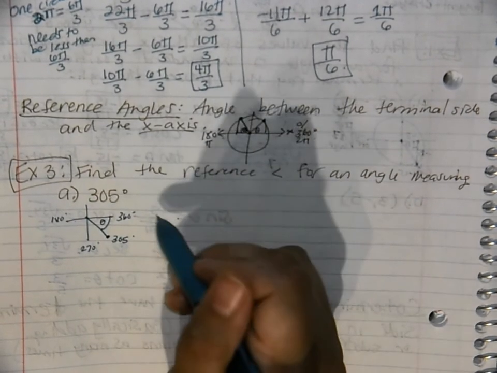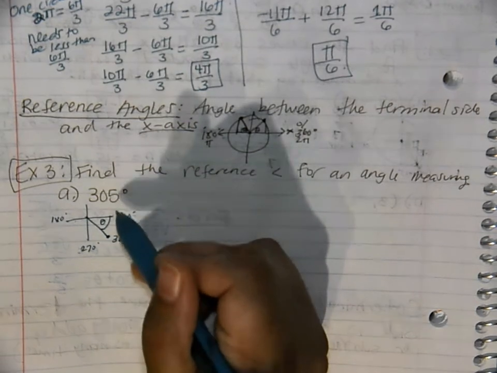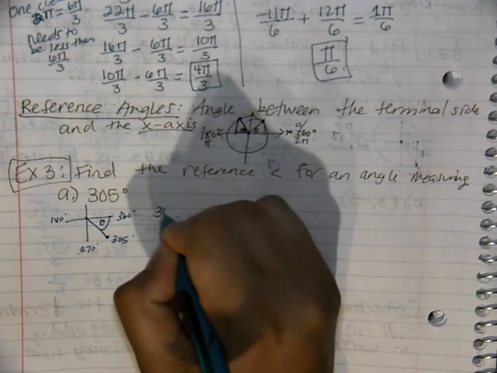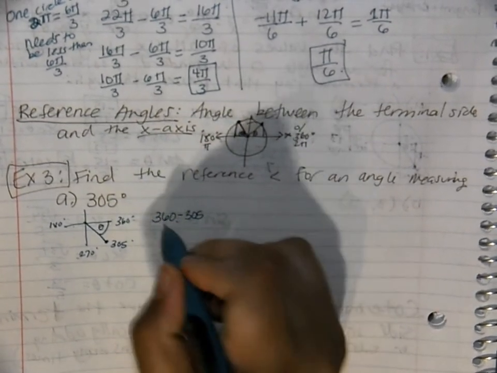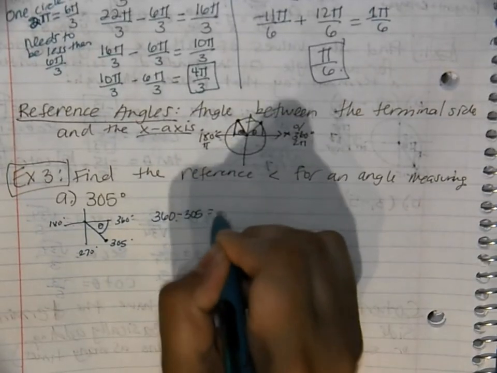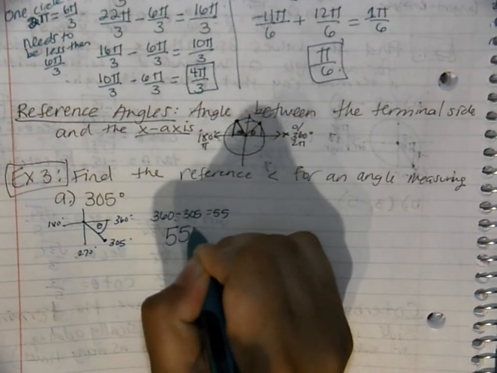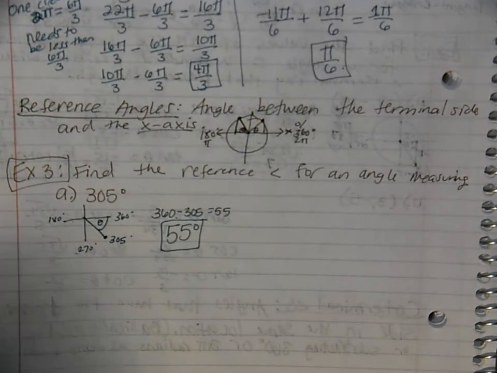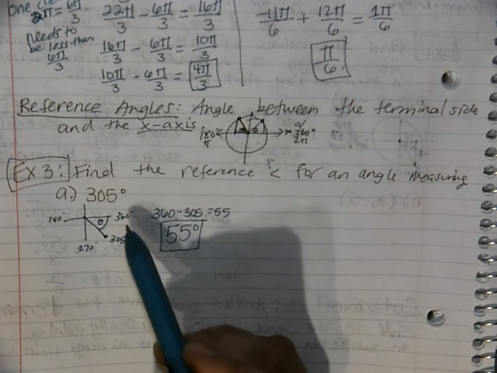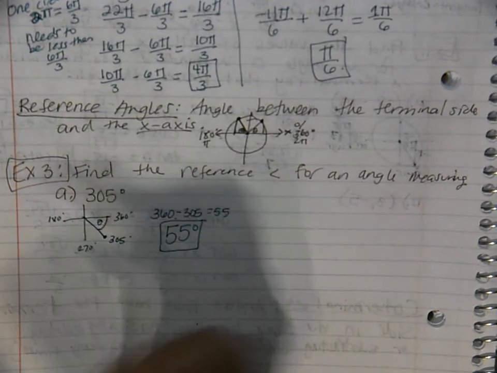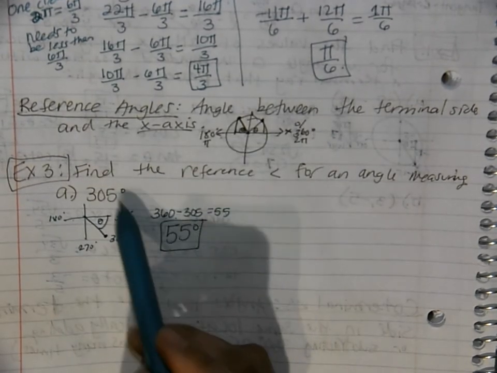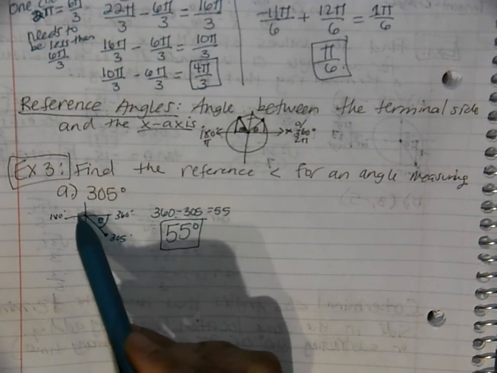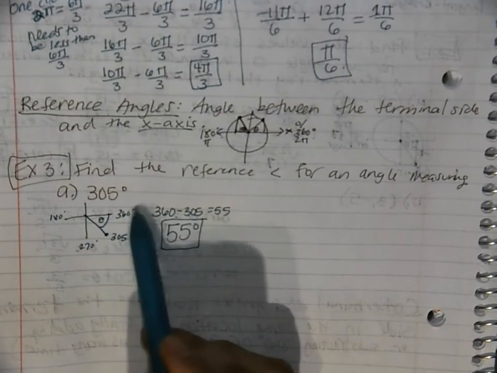So I need to measure that angle measure between 360 and 305. To do that, I just need to subtract. And so 360 minus 305 is 55, so that is the reference angle for 305 degrees. It's not saying coterminal angle, make sure you don't mix up the two. Coterminal is where you have to either add or subtract 360 degrees. Here, reference angle, you're saying how far away is it from the x-axis, whichever x-axis we need to look at, the positive or the negative.